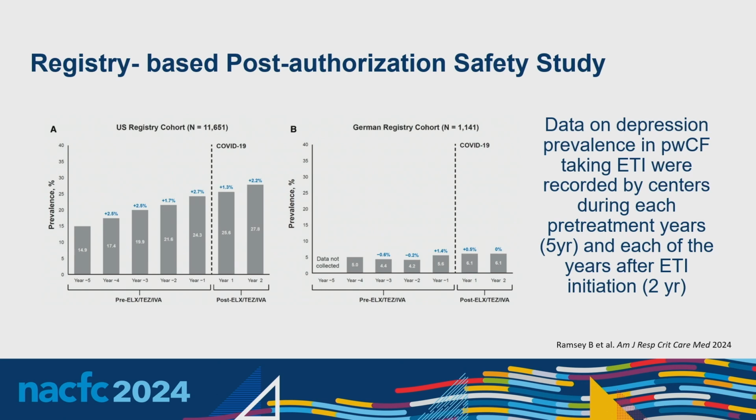So in the US, you see a general rate of increasing over time, and this was seen in the 5 years pre-ETI and remained stable afterwards. And then with the German data, it's fairly stable during that same period. And this is despite COVID pandemic as well.